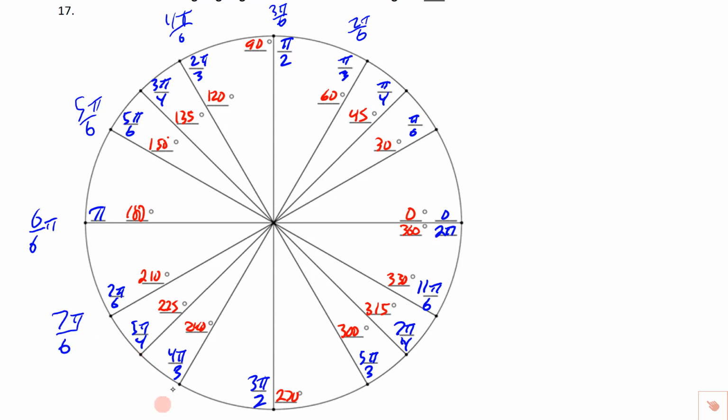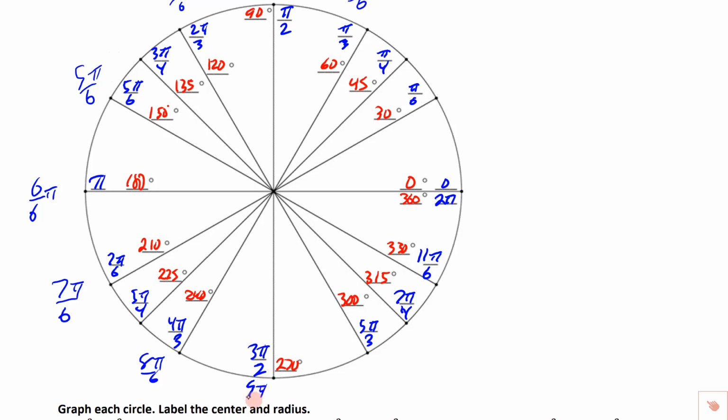Skip that one because that's a multiple of 45. This one is 8 pi sixths. This one is 9 pi sixths. Okay, you get the idea here. This one would be 10 pi sixths, and you can look at it and tell the ones that cancel, 11 pi sixths. And then this one, of course, would be 12 pi sixths, that would reduce to 2 pi.